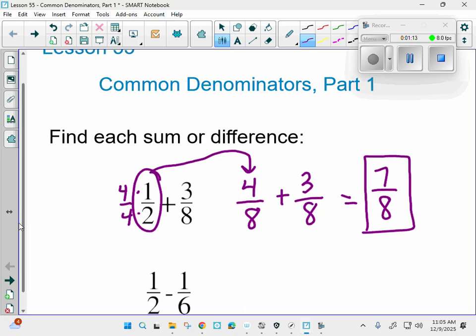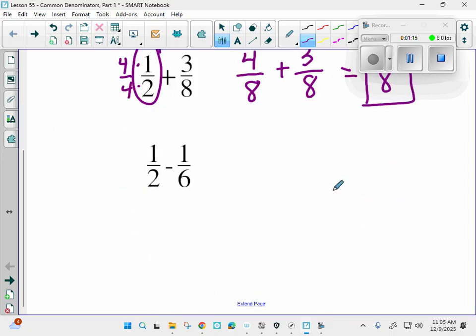All right, let's try 1/2 minus 1/6. So I am going to rewrite the 1/2, because they both go into what, everybody? 6. Okay, they both go into 6, so I need to rewrite this as something over 6. Marcus, what should I multiply this by? 3. Yeah, 3 over 3, because that would give me 6. So then in the top, 3 times 1 is 3. So 3/6 is the same as 1/2.